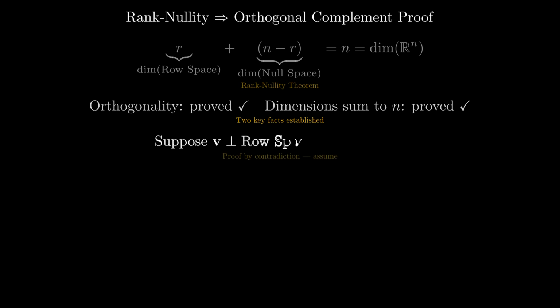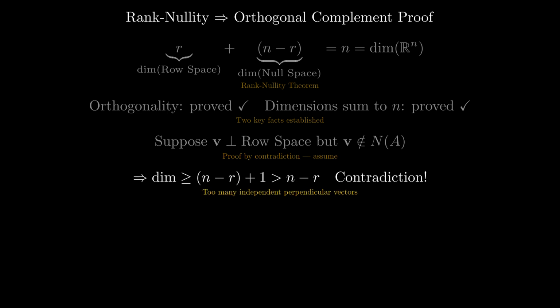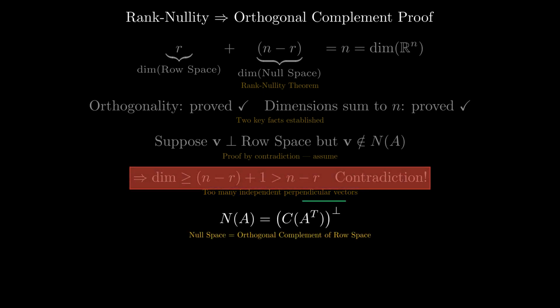Here is the key argument by contradiction. Suppose there existed some vector v that is perpendicular to the row space, but v is not in the null space. Then you could add v to a basis of the null space, creating a set of n minus r plus 1 independent vectors, all perpendicular to the row space. But the maximum number of independent perpendicular directions to an r-dimensional subspace is n minus r. That is a contradiction. Therefore, the null space is the complete orthogonal complement of the row space.